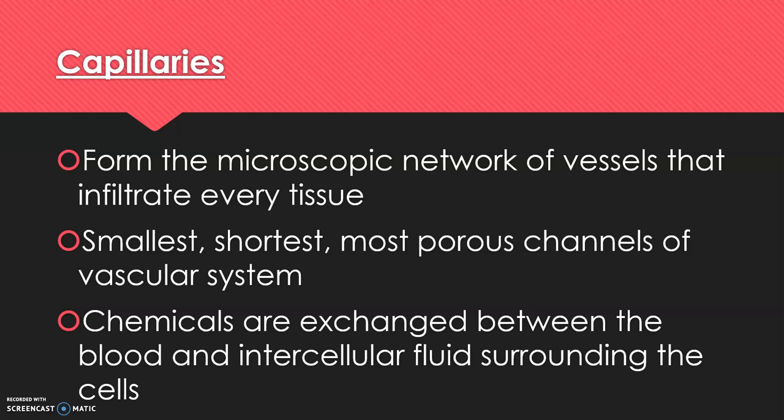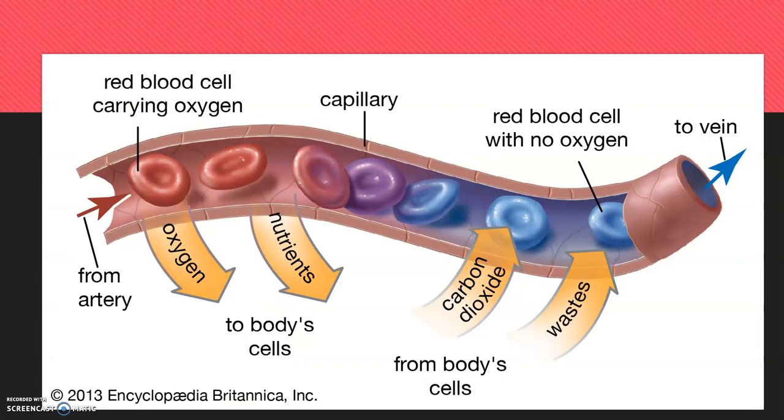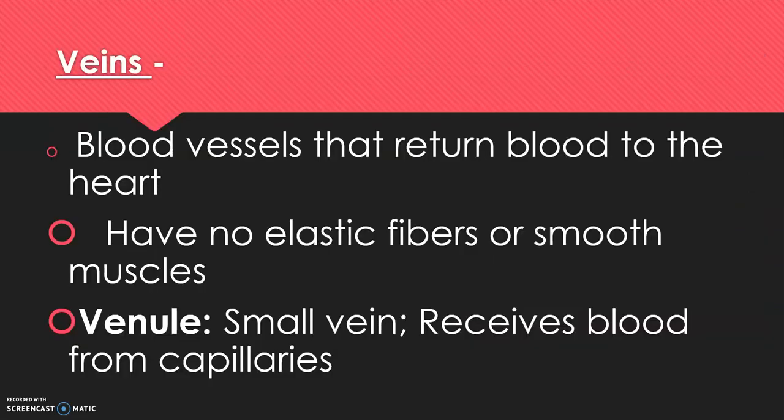So water, nutrients, waste products, and dissolved gases can pass, but red blood cells and proteins are too large to penetrate these pores. It's just the water, nutrients, waste, and the dissolved gases that will go. You can see there all the different capillaries. Again, its size is just big enough so red blood cells go in a single file fashion.